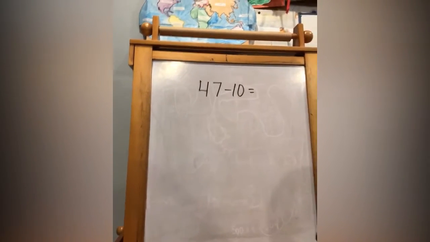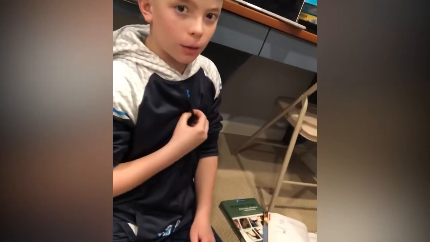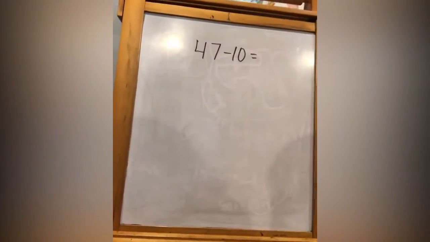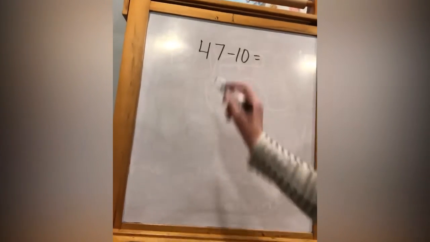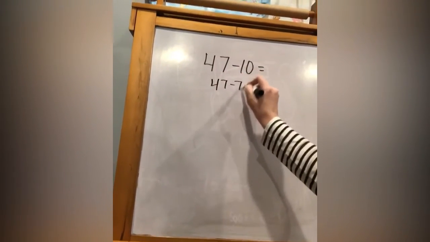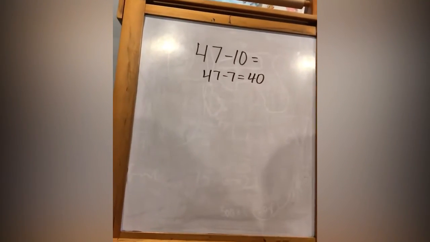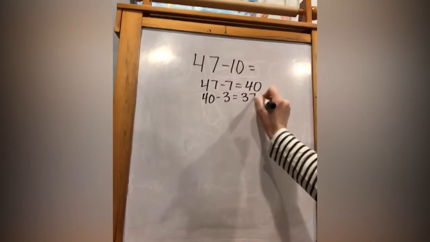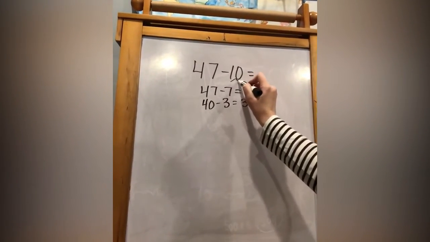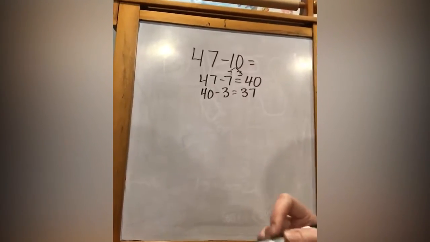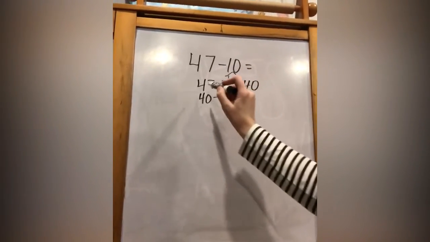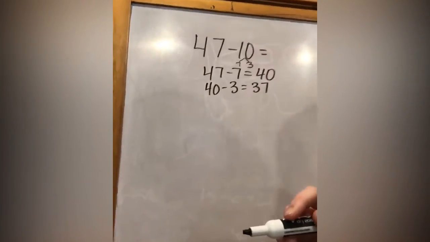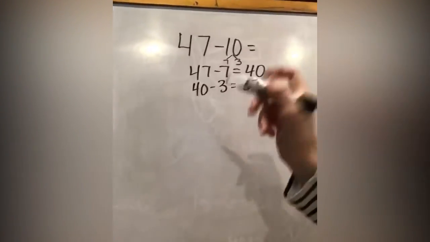Okay, he's ready to go. So first I did 47 minus 7 equals 40. And then that means there's 3 left, so 40 minus 3 is 37. Oh, very good. So he broke up his 10 into 7 and 3. First, he got to his next decade number, so 47 minus 7 gave him 40, and then he took away another 3 to get to 37.